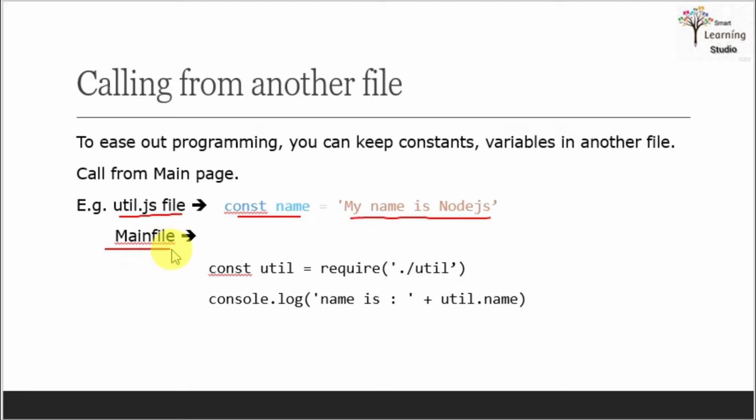Then we go to our main executable file, which is a different file. There we are going to call this util.js file. So how are we going to call it? This is the syntax: const util equal to require and the path of the util file. And then we are going to execute util.name. So this name is basically a variable or a constant which is written in the other file. Let us try to see this with a real-time example.